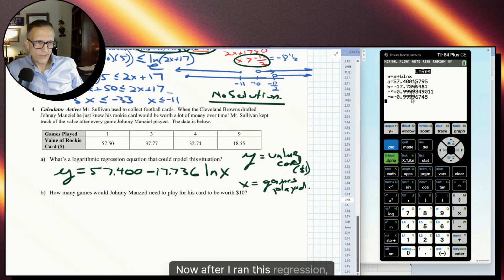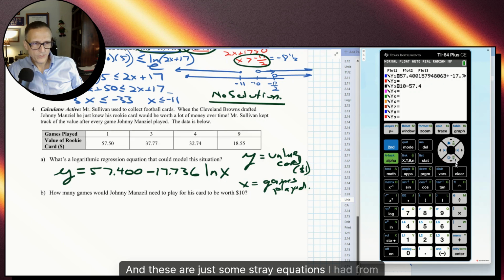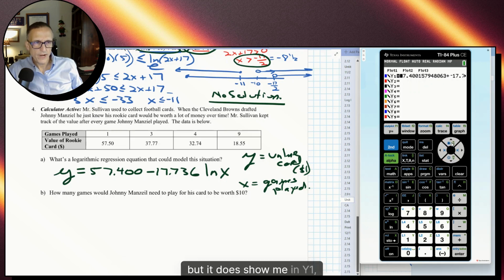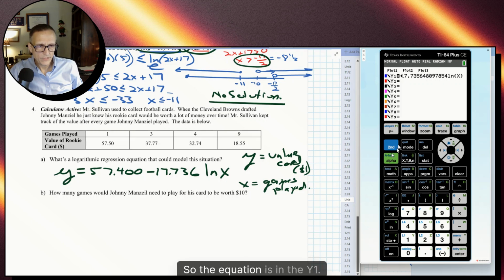Now, after I ran this regression, if I go and click on my y equals button, it does show me in y1, and these are just some stray equations I had from another problem, but it does show me in y1 the entire equation. So it took all of the a and b coefficients and it put them in. So there you can see there's my constant there, 57.400 and some other decimals, plus a negative 17 point blah blah blah with a bunch of decimals times the natural log of x. So the equation is in the y1.